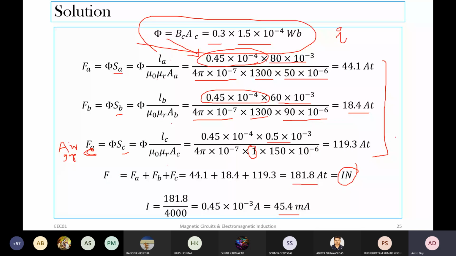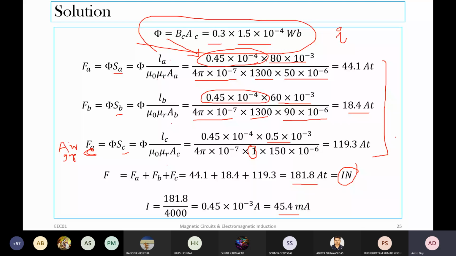It is similar to the drop across R1, R2, R3. If you have to find the voltage required to make this much current flow, then that voltage is equal to I into R1 plus I into R2 plus I into R3. Same here: the MMF required is equal to phi into SA plus phi into SB plus phi into SC. So this is the total ampere-turns required, and for that we need some current which will develop these ampere-turns.